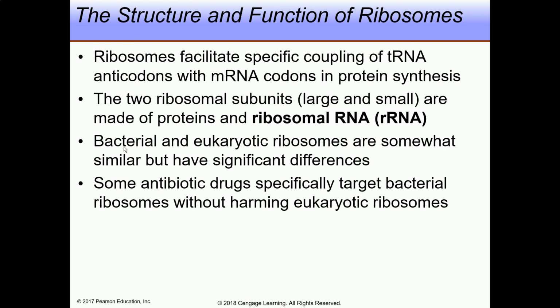Now we next need to know the structure of ribosomes. Ribosomes are made of two components: rRNA, which is ribosomal RNA, and proteins. So ribosomes are complex structures made of proteins and ribosomal RNA. They have two subunits, one big subunit and one small subunit. In prokaryotes and eukaryotes, the ribosomes are different.